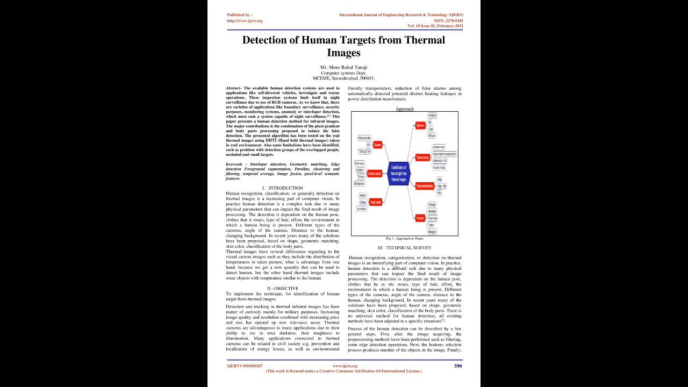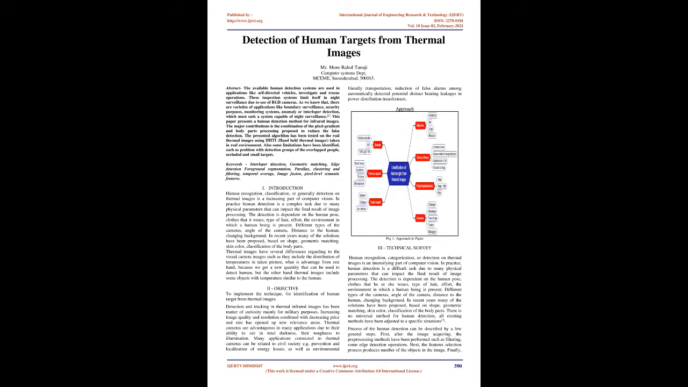Approach. I. Introduction. Human recognition, classification, or generally detection on thermal images is an increasing part of computer vision. In practice, human detection is a complex task due to many physical parameters that can impact the final result of image processing. The detection is dependent on the human pose, clothes that it wears, type of hair, effort, the environment in which a human being is present.